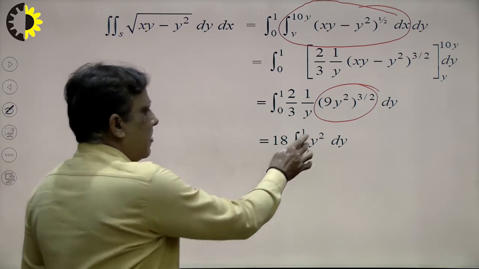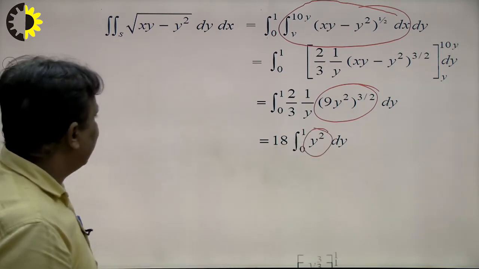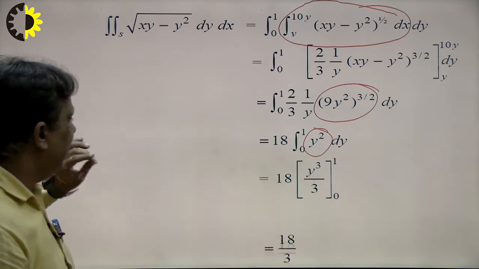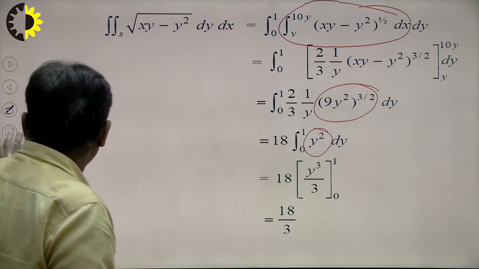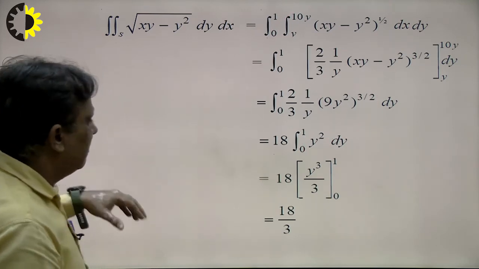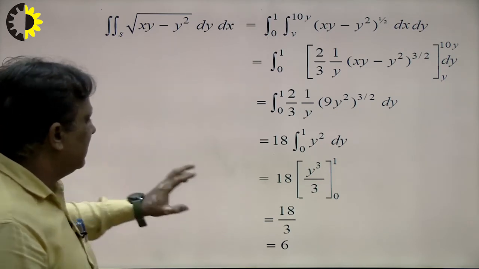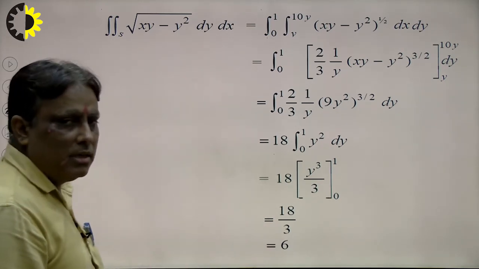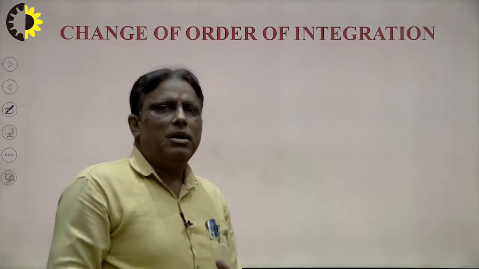Only y square, and the integration of y square will be y cube upon 3, upper limit minus lower limit, and the result will be 18 by 3. So in this way we can solve the double integration with the help of the region, step by step. So students, keeping this very carefully and dividing by 3, the result will be 6 here. So in this way we can solve our problem.